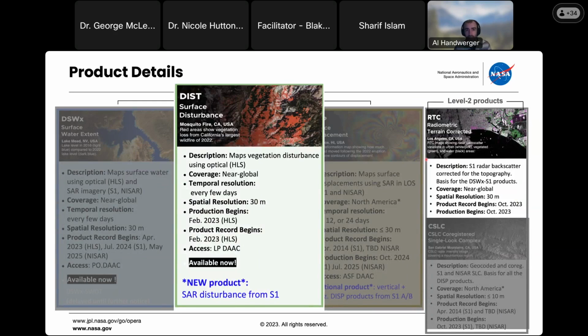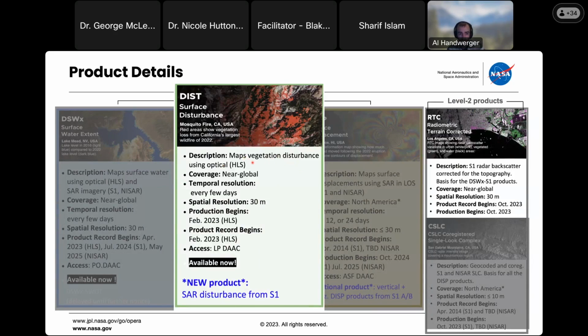I'm going to just briefly now touch on the surface disturbance product. I would say this is probably the least relevant to the coastal issues that we're covering here, but there is some relevance. So I just wanted to mention it briefly. Surface disturbance is really just defined as a vegetation change, or specifically a vegetation loss.